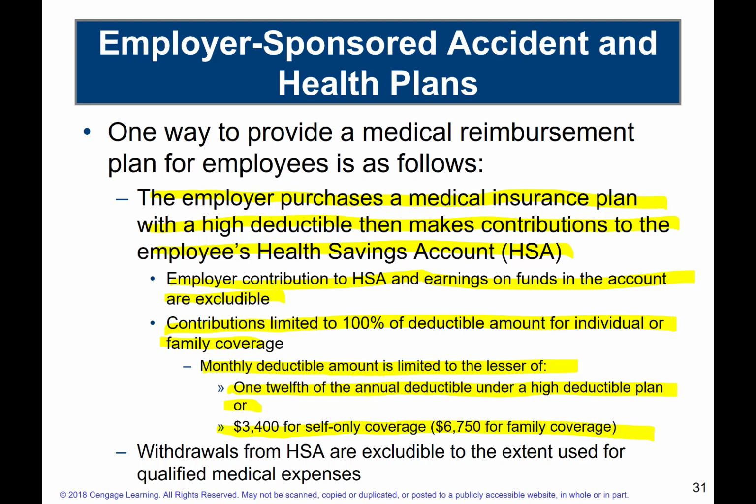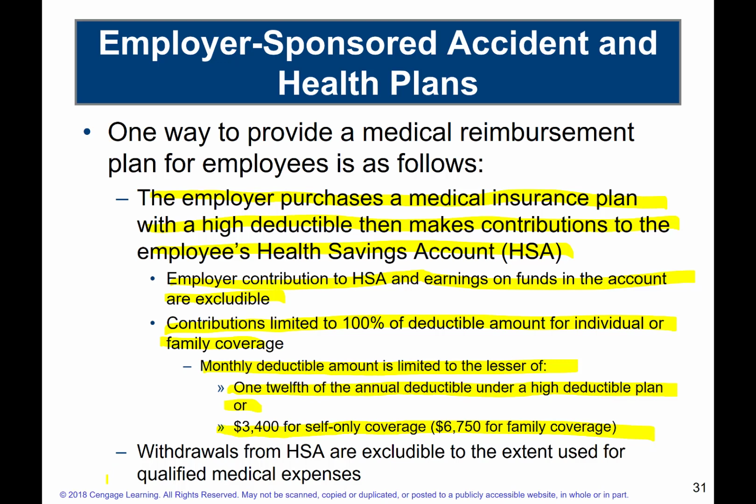So they can go ahead and give you this coverage with a high deductible, and then they'll put money into an account for you so that when you have to pay that high deductible, they give you the money to cover that high deductible. Okay, and they can only put in so much and have that excluded from your income, and you see the limitations there.